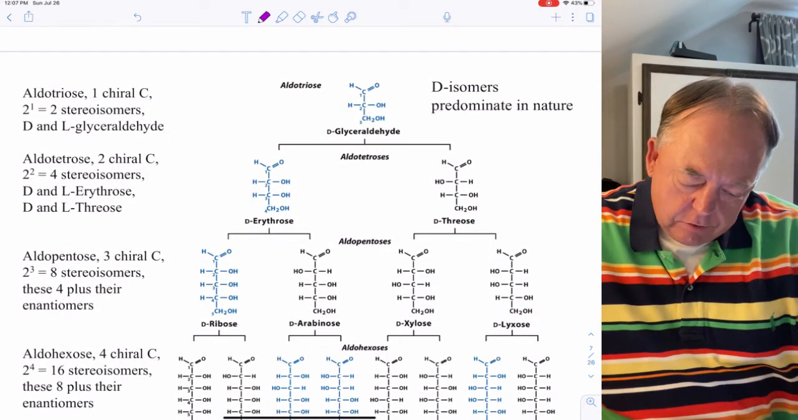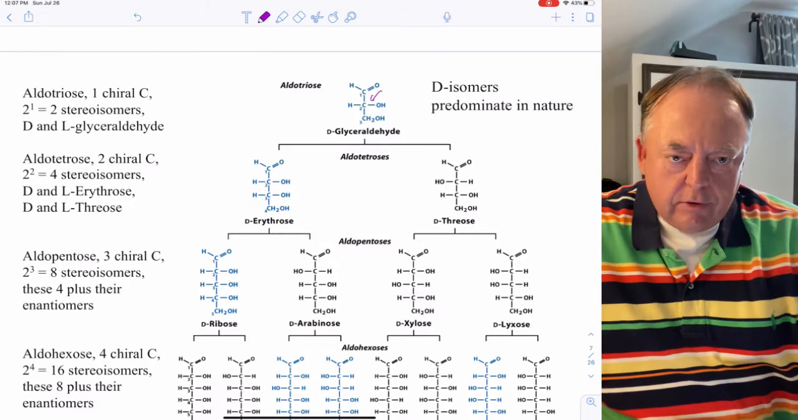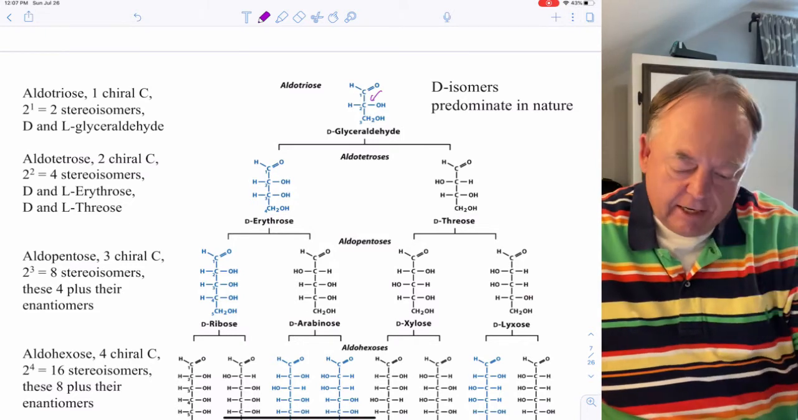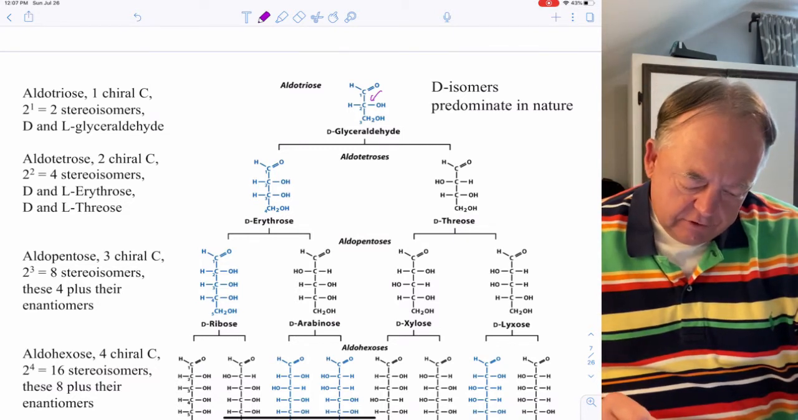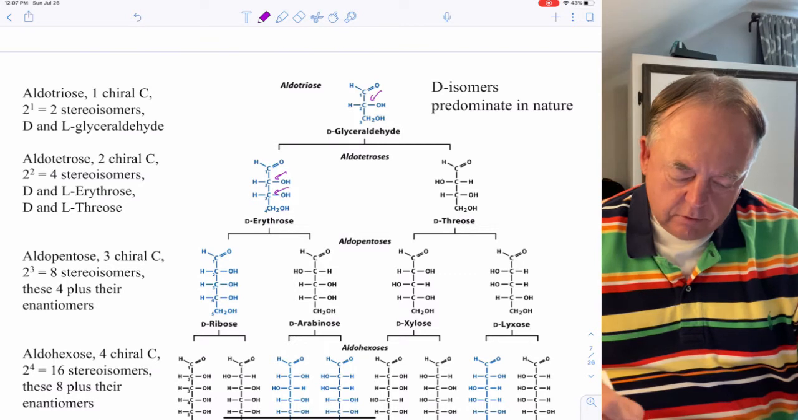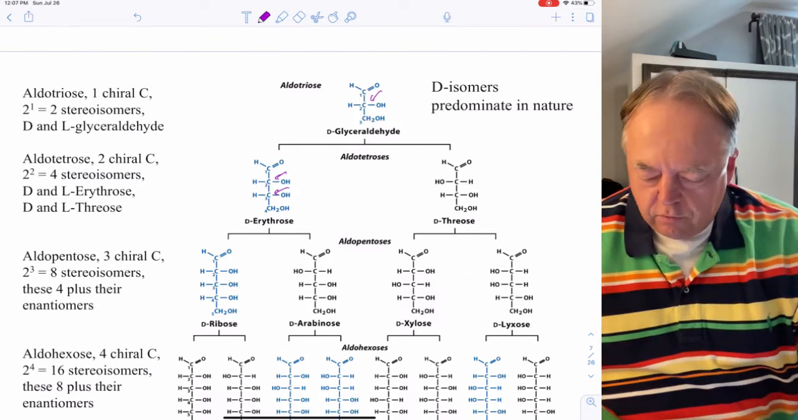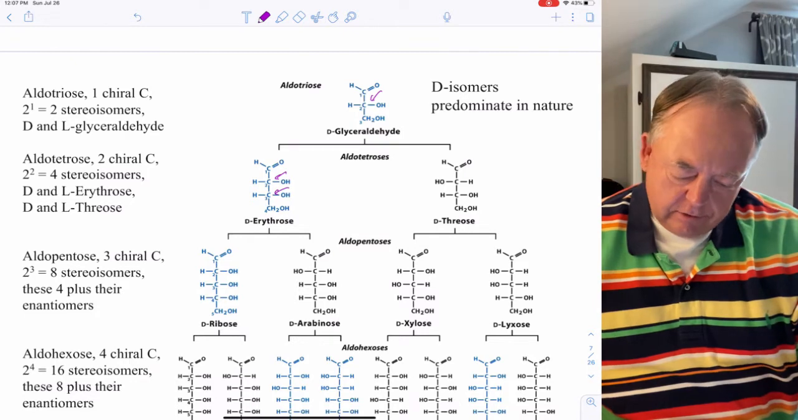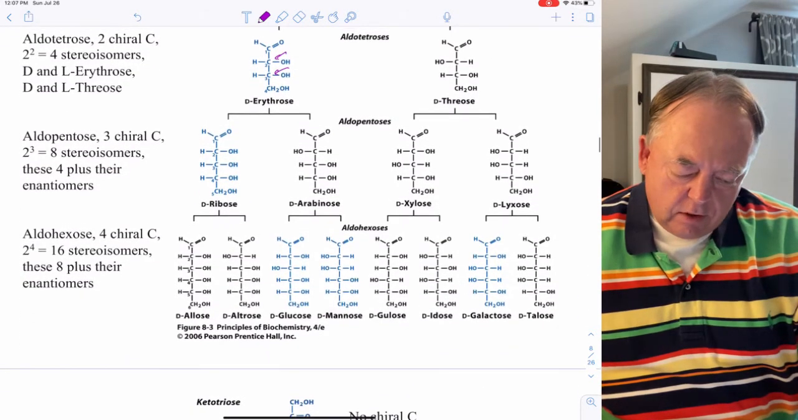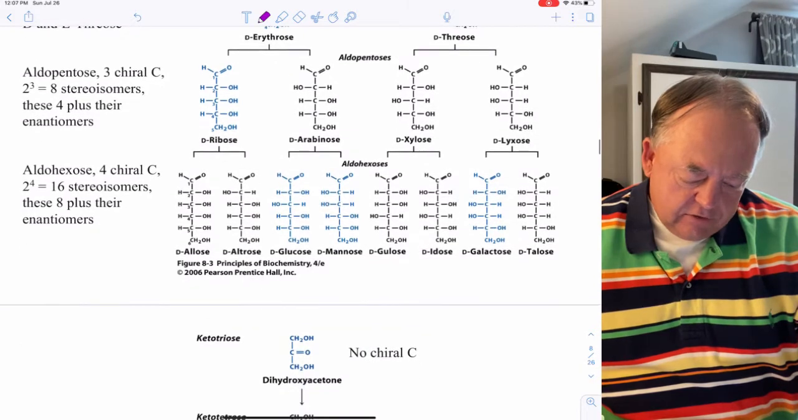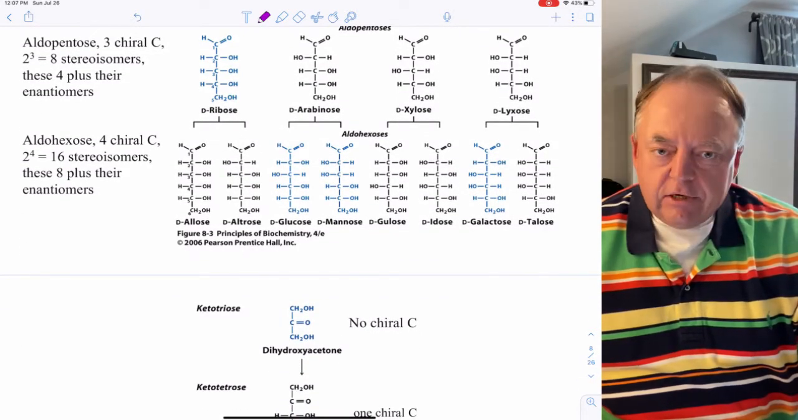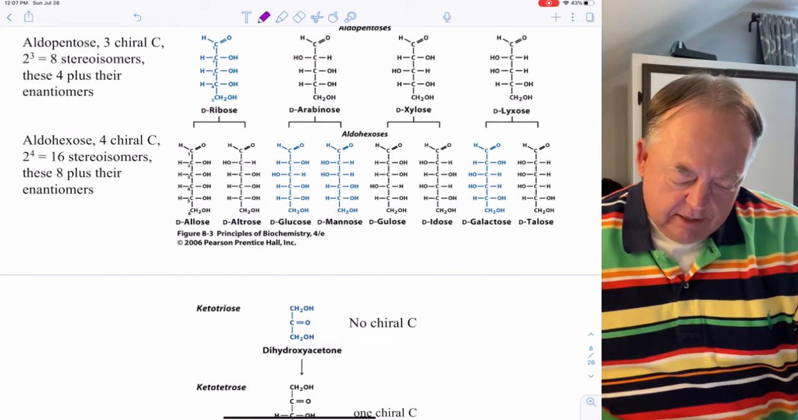Okay, so the triose has one chiral carbon, so there would be two stereoisomers, right? D-glyceraldehyde is the one that's shown. The other one would be its enantiomer. If you have a tetrose, then you have two chiral carbons, so four stereoisomers. D-erythrose and D-threose would be two of them. The other two would be their enantiomers. Pentoses have three chiral carbons, so 2 to the 3 would be 8 stereoisomers. Four of them are shown, and the other 4 would be their enantiomers. And a hexose has 4 chiral carbons, so 2 to the 4 would be 16 stereoisomers, so 8 of them are shown, and the other 8 would be the enantiomers of these 8.